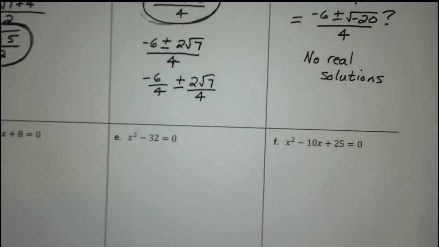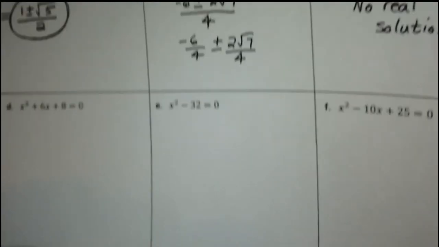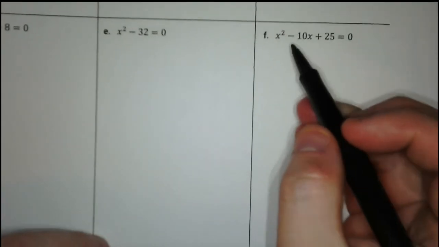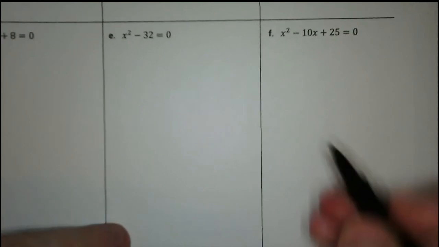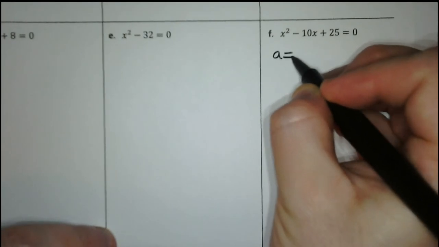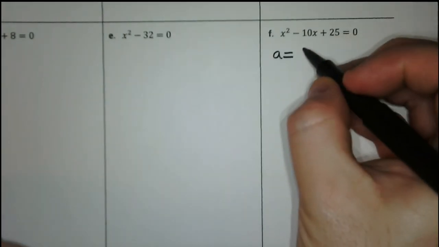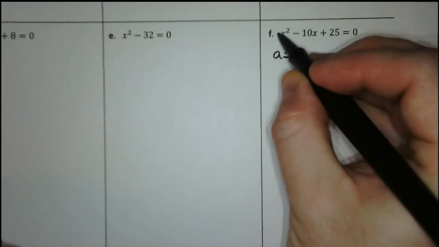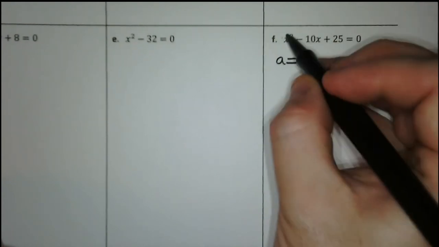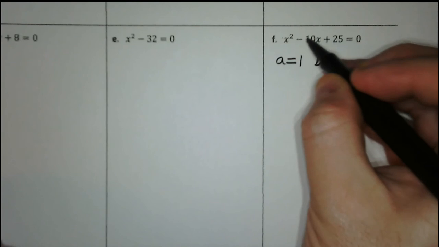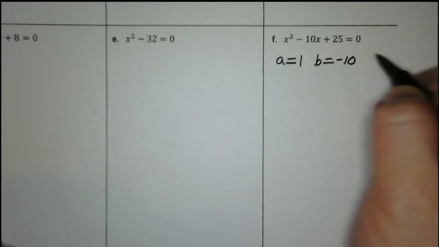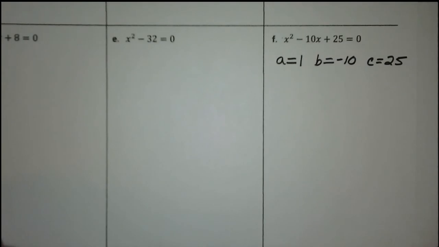You got it? In fact, I'm going to call an audible right now and move on to example F. You'll see why in a minute. A equals 1, 1x squared. Remember, it's ax squared plus bx plus c, so b is the number in front of the x. That's negative 10. And c equals positive 25.